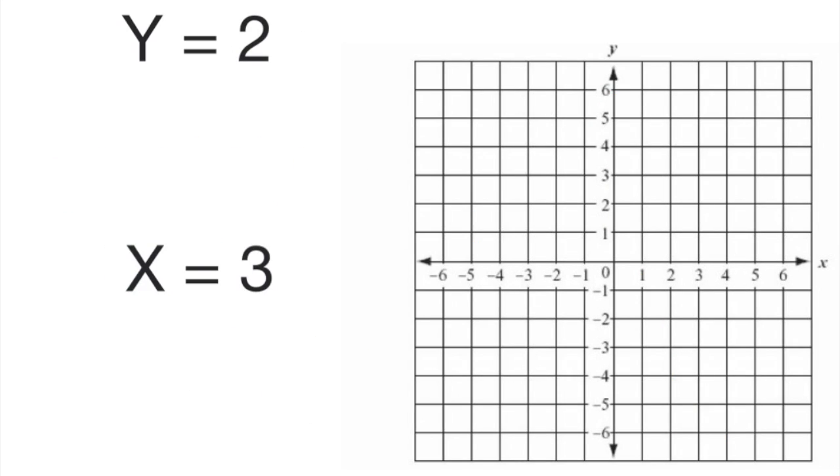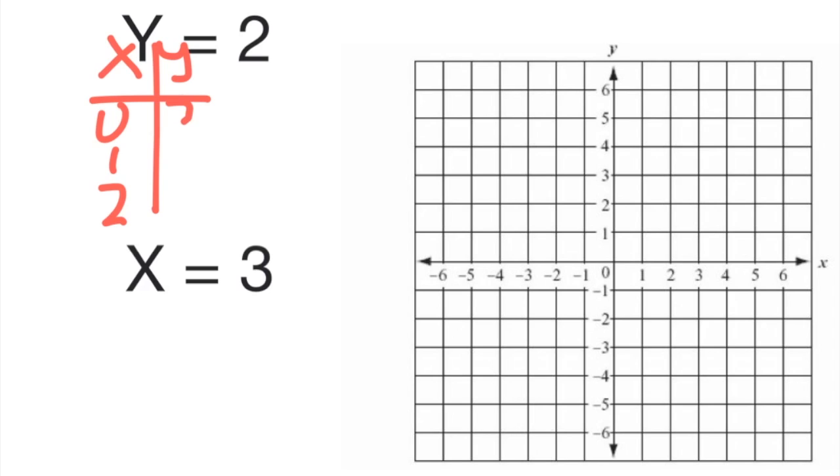These are two very interesting and potentially confusing equations. First one is y equals 2. Let's make a table. No matter what the x is, 0, 1, or 2, no matter what, it says y is 2. So if x is 0, no matter what, y is 2. Even if the x is 1, the y is 2. No matter what, if the x is 2, the y is 2. No matter what the x is, y is 2.